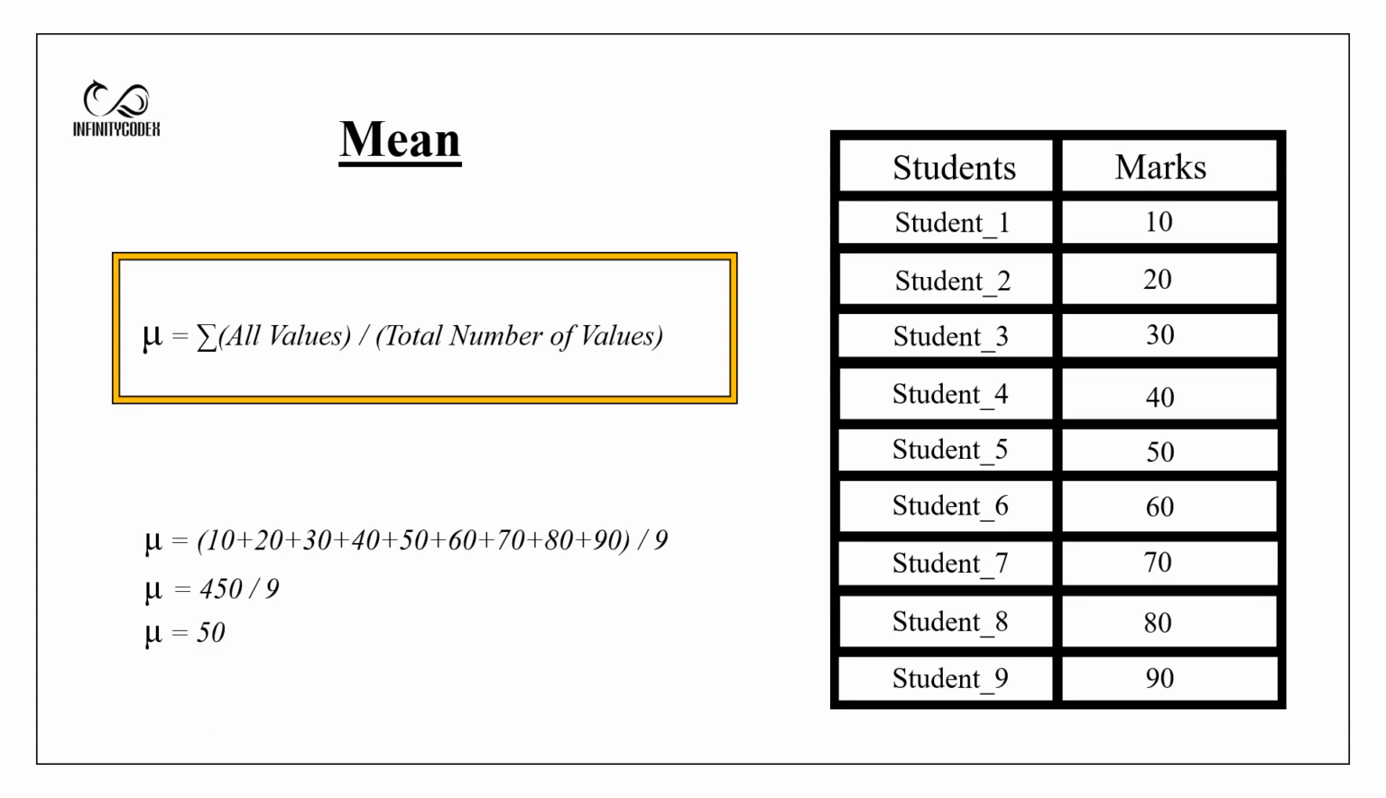Before understanding all these important topics, let us see the two most important terms which are related to the normal distribution. First is mean. Mean is nothing but the summation of all the values divided by the total number of values. Here our mean is 450 divided by 9, that is 50.